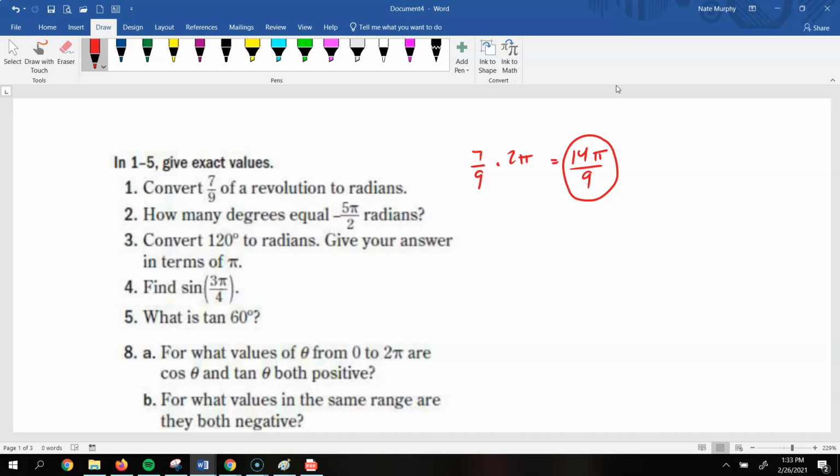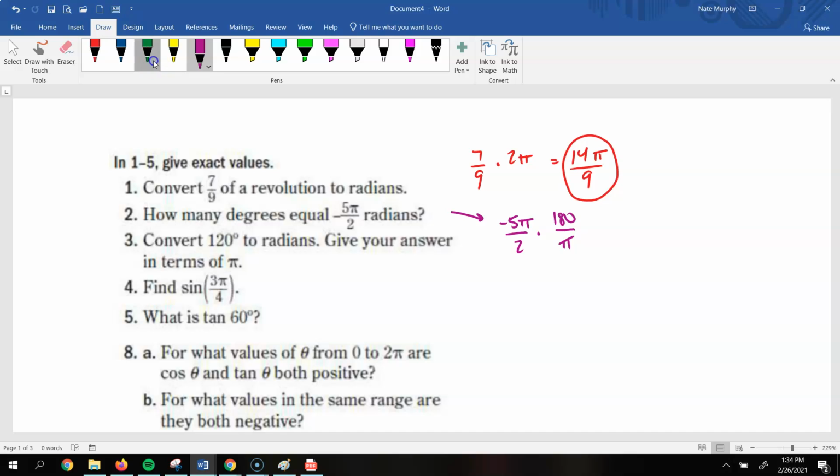Number 2, how many degrees is equivalent to negative 5 pi over 2 radians? Basically they're just converting. We want to convert this from radians to degrees. So we're going to have negative 5 pi over 2 times, to convert that to degrees, we're going to multiply by 180 over pi. If you have a hard time remembering which one's which, remember if we already have pi in the numerator, to get rid of pi, we'd have to have a pi in the denominator. So it's going to be 180 over pi that we multiply by.